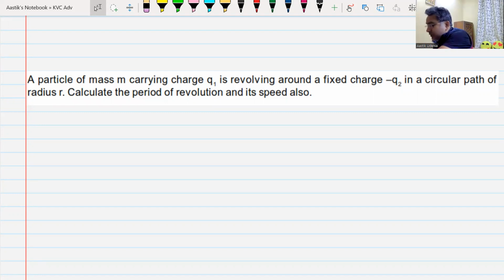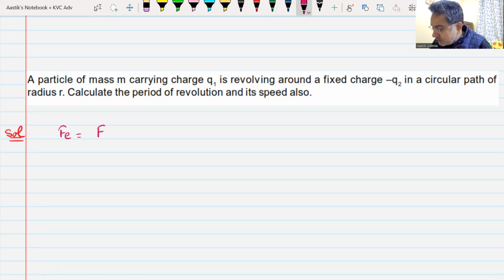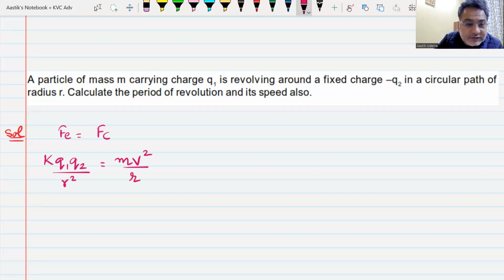Correct. So basically, I don't even have to draw the diagram. The electrostatic force of attraction between the two must provide the centripetal force: K Q1 Q2 divided by R square should be equal to M V square by R. From there you should be able to calculate the values. Yes or no? Yes, sir.